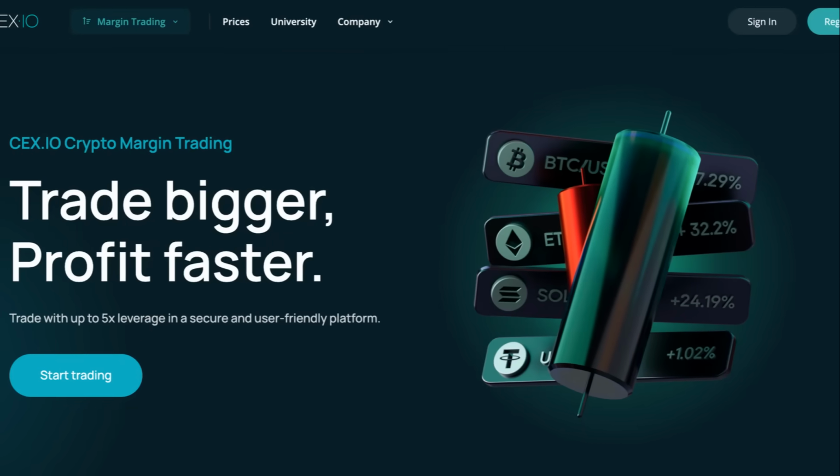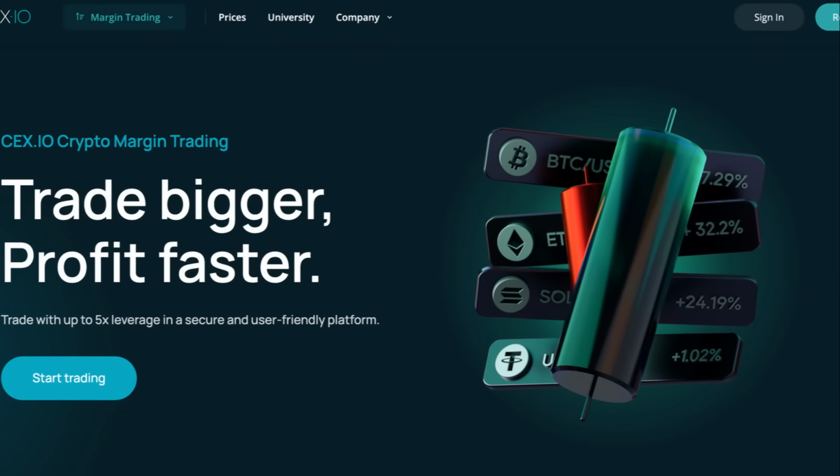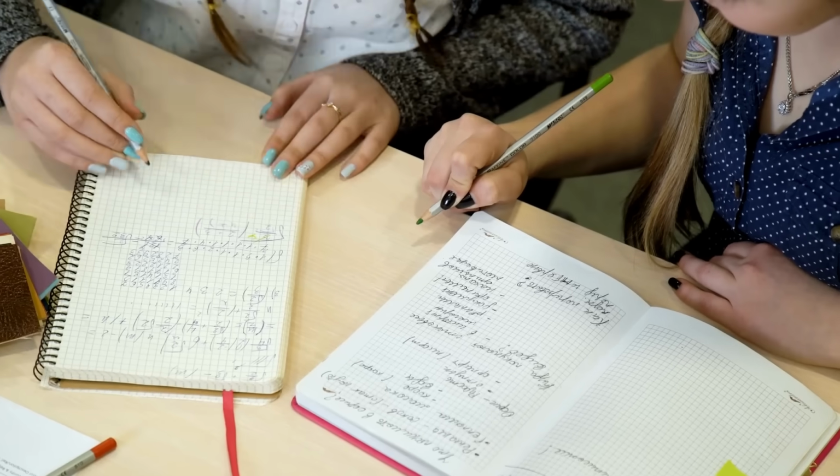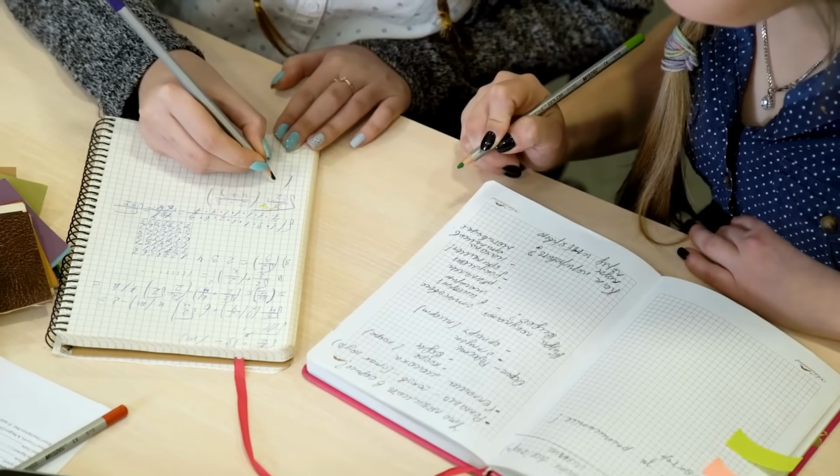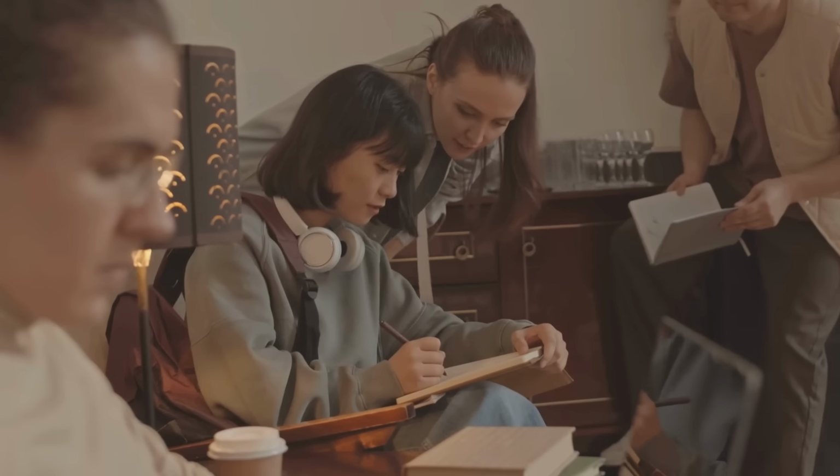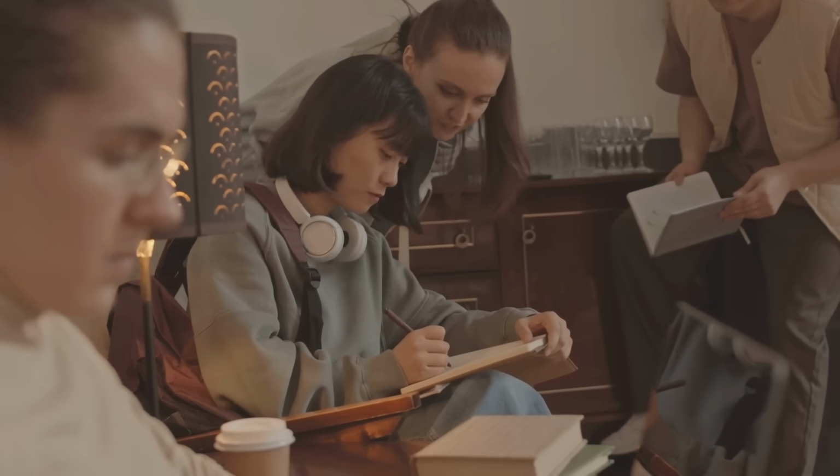How to start using technical analysis. Choose a platform like CEX.IO with advanced charting tools. Learn the basics. Read charts, identify trends, use indicators. Keep learning. Practice and continuous learning are key.